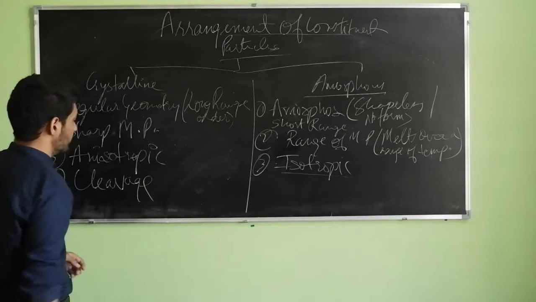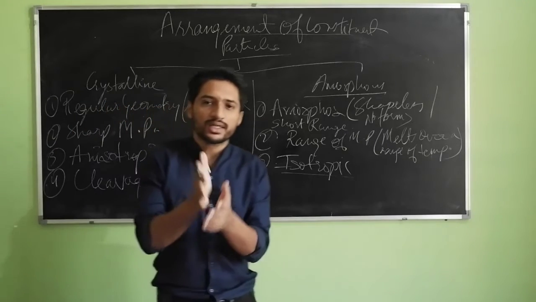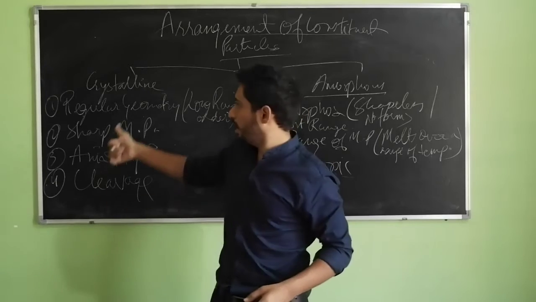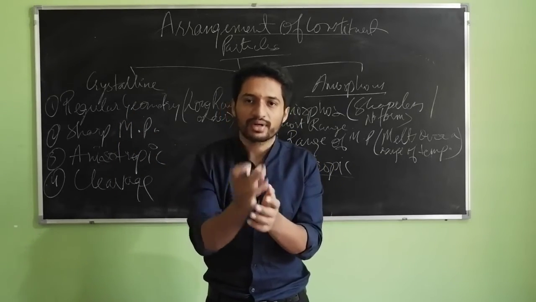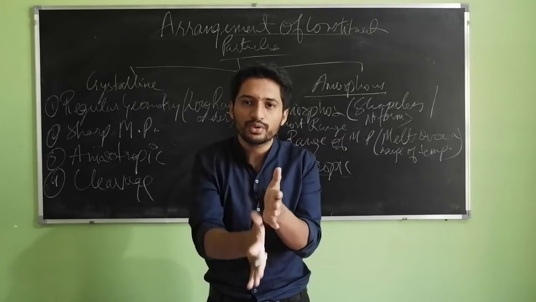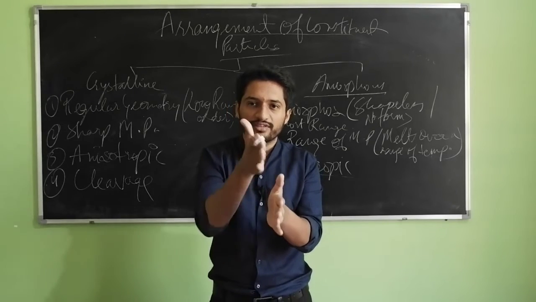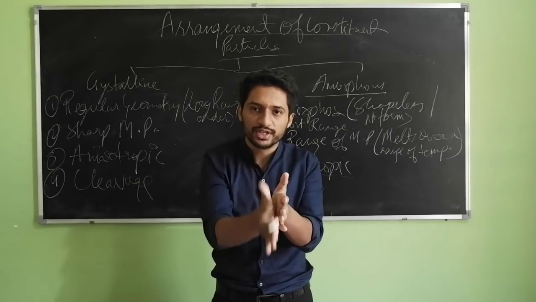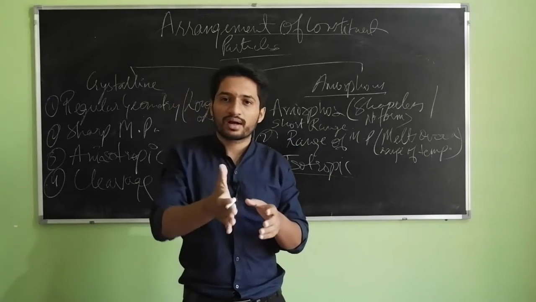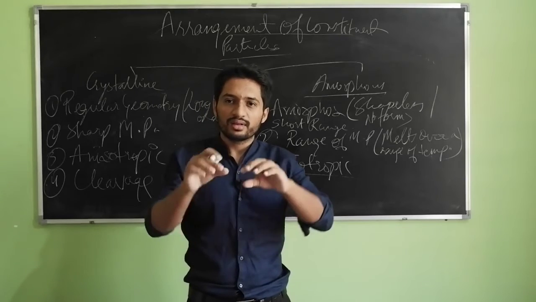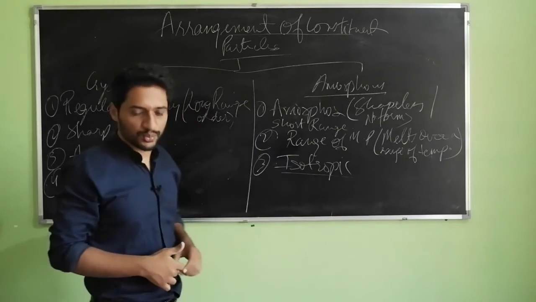So what happens in cleavage? If you try to cut a crystalline solid along a surface, it gives smooth edges, smooth cuts, smooth shapes when you cut it. But in case of amorphous, there's irregular cutting. If I try to cut it, the cutting is irregular. There's no fixed or smooth shape.